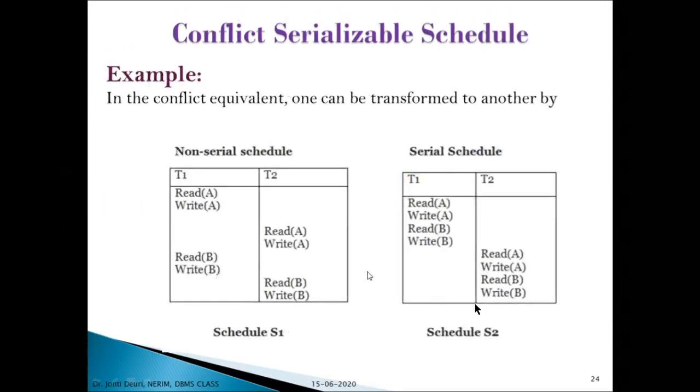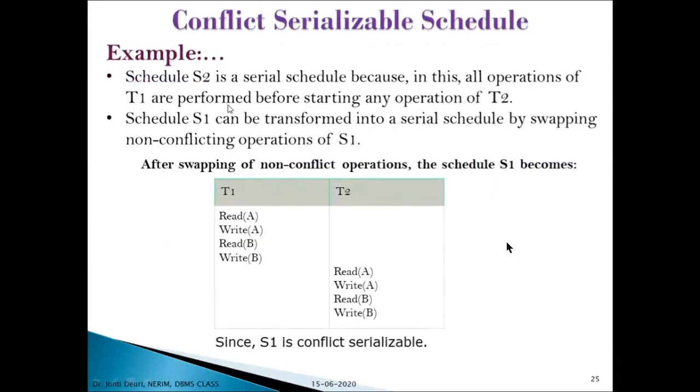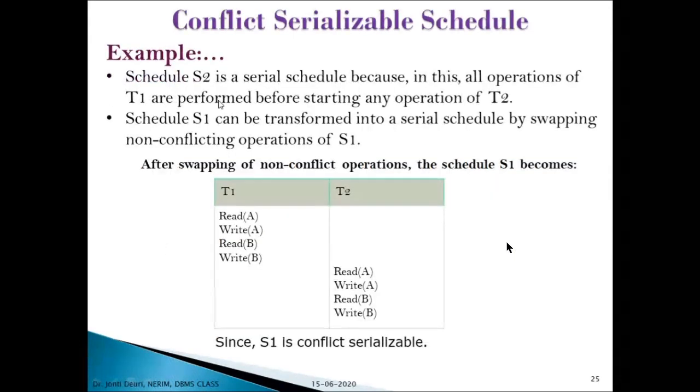That means we can say this one is conflict serializable. This is a serializable schedule. This is non-serial, but we can make it a serial schedule. That's why it is a serializable schedule. Understood? Okay. So this example I have done.